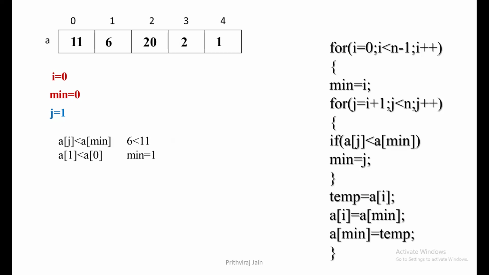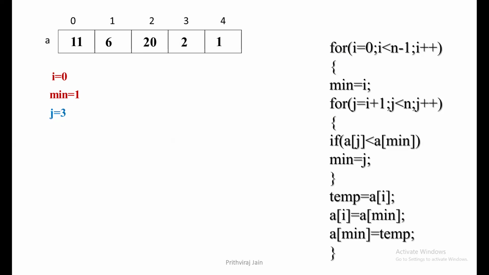Again, the inner loop repeats. Now j will be incremented by 1, so j is equal to 2. Again, we are comparing a of j, which is a of 2, with a of min. The min value got changed in the previous iteration, and now the min value is 1. So a of 2 is compared with a of 1. That is, 20 less than 6. In this case, this is false. So the min value won't get changed, it will be 1 only.